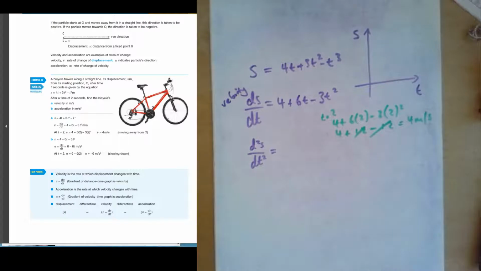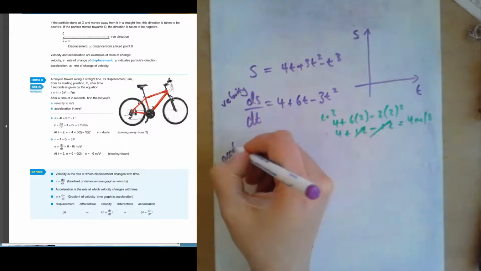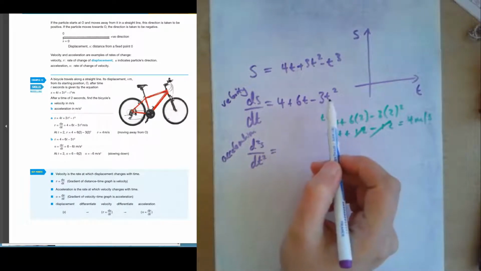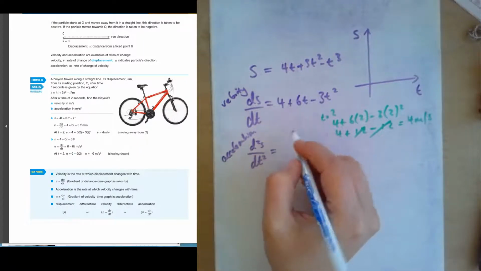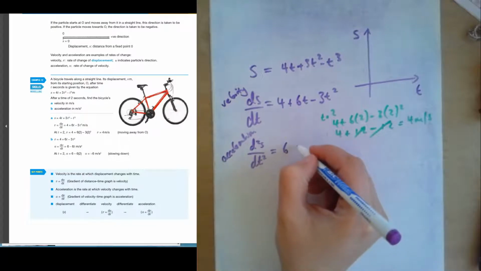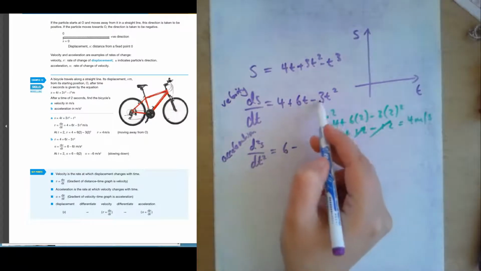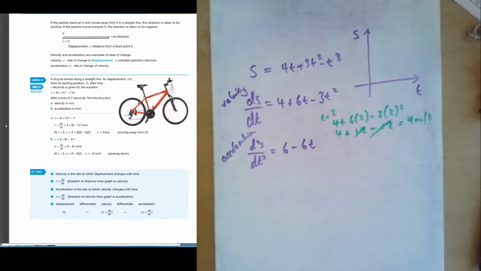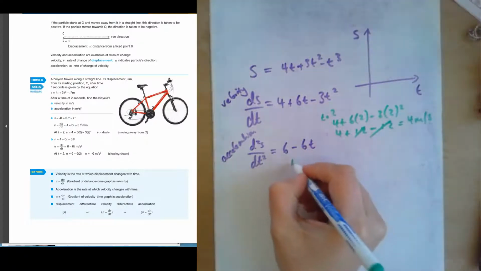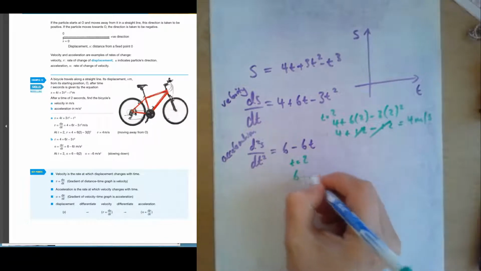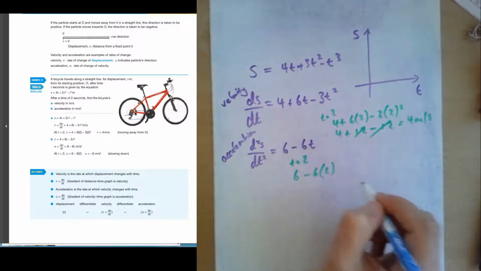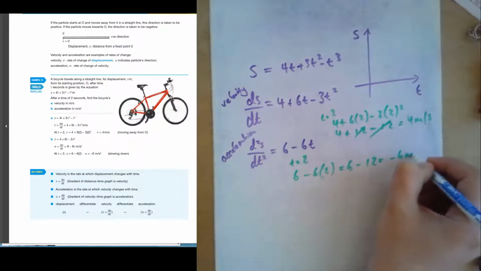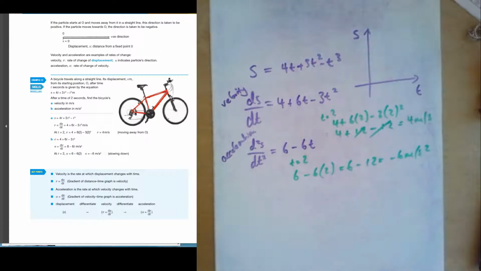And then for the acceleration, you just have to differentiate this again. So the 4 becomes a 0, the 6t becomes 6, and the 3t squared, the 2 comes down to make a 6, and you drop the power, so it becomes 6t. When t equals 2, you have 6 take away 6 times 2, which is 6 take away 12, making it negative 6 meters per second squared.